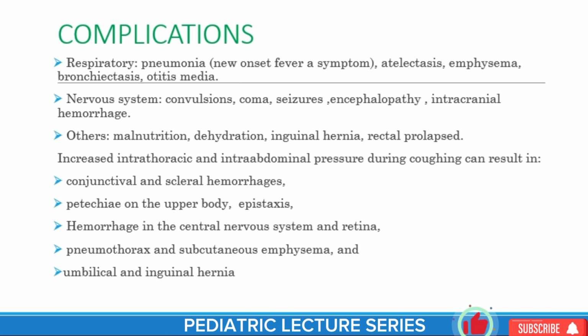There is increased intrathoracic and intra-abdominal pressure during the cough, which can result in inguinal hernias and rectal prolapse. And also some features highlighted below here: conjunctival and scleral hemorrhage, petechiae on the upper body, epistaxis, then hemorrhage in the central nervous system and retina, pneumothorax, subcutaneous emphysema, and umbilical and inguinal hernias. All this is due to increased intracranial and increased intra-abdominal pressure.